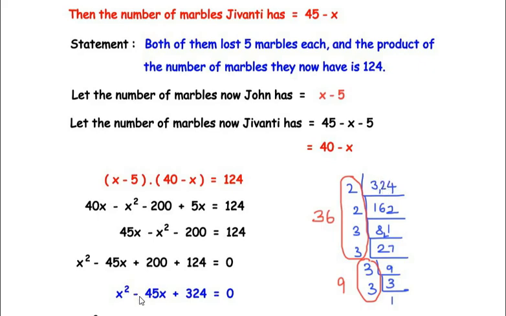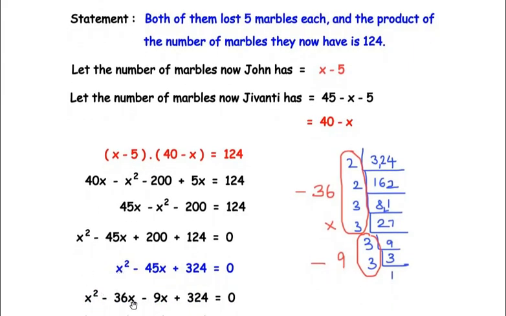But here, since we need negative 45, we have to take negative 36 and negative 9. Because when you multiply negative 36 with negative 9, you get positive 324, and when you add these 2 terms, you get negative 45. So these are going to be our 2 factors. Here we are going to write x square minus 45x can be written as x square minus 36x minus 9x plus 324 equal to 0.